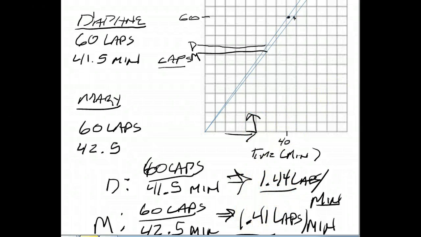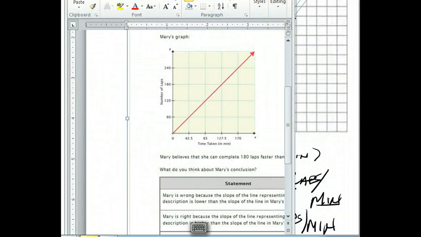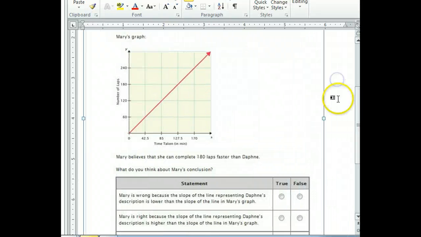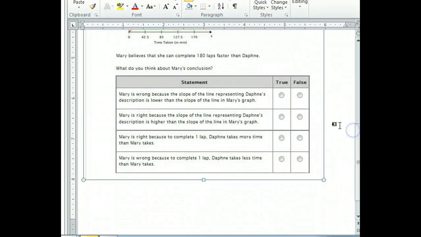So if we take a look at the questions we're being asked, it states that Mary believes that she can complete 180 laps faster than Daphne. Mary is wrong because the slope of the line representing Daphne's description is lower than the slope of Mary's graph.